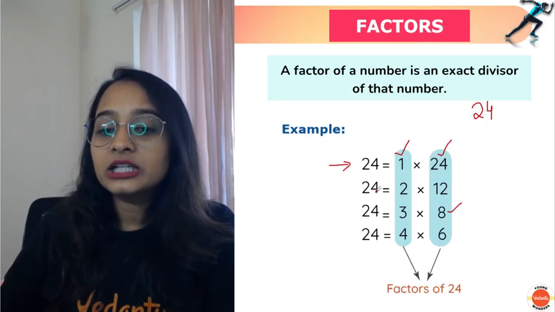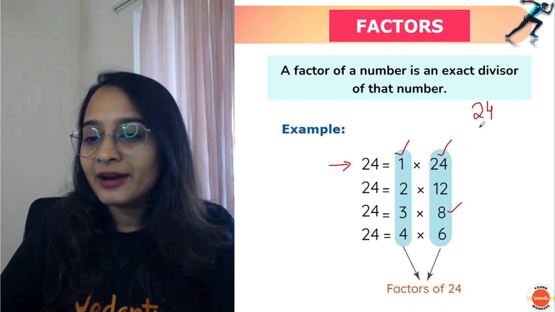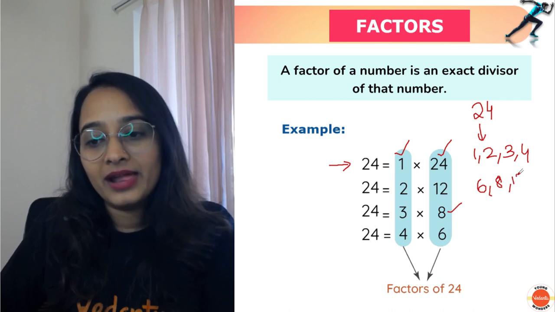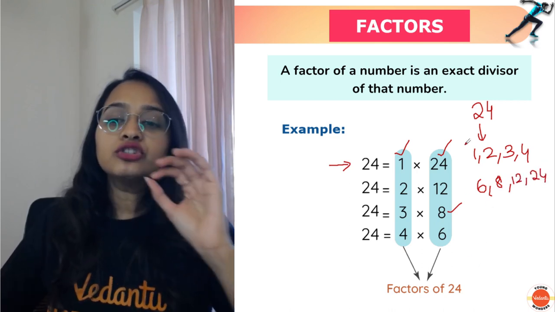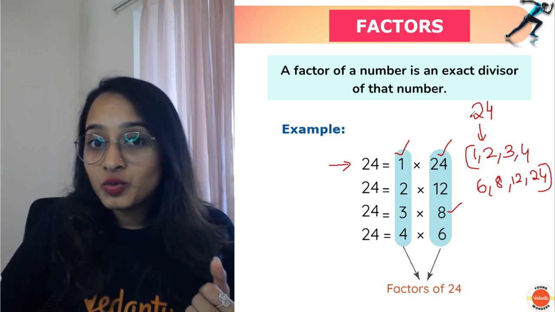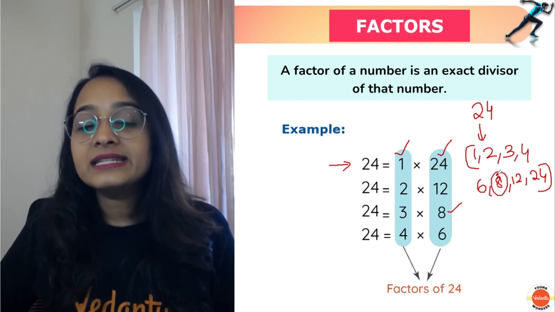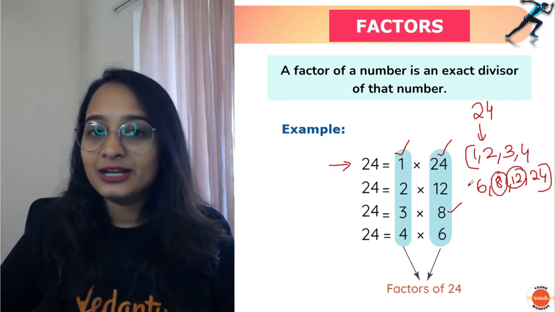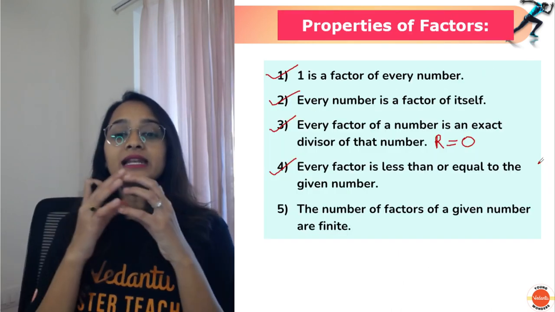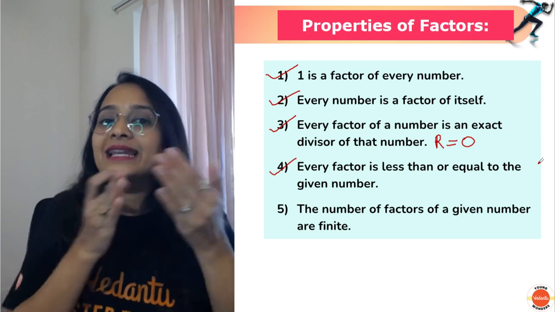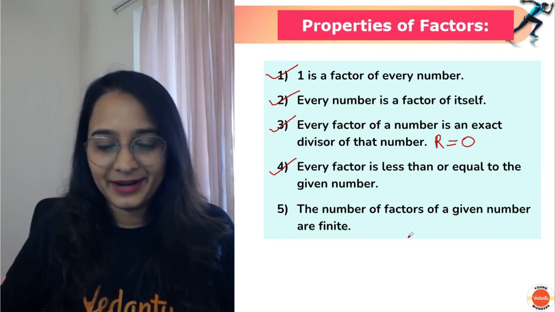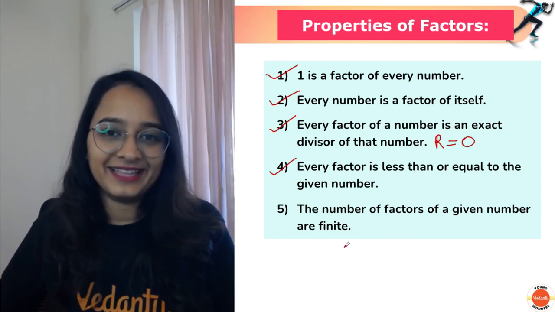Now, jahan pe humne dekha tha 24 ka example, to 24 ke factors kya the yahan pe? 1, 2, 3, 4, 6, 8, 12 and 24. To ye jo list of factors yahan pe the, every number is either less than 24 or equal to 24. 8 less than 24, 12 less than 24, 2 less than 24, 24 equal to 24. So the list of factors of a number are either less than the number or equal to the number. It can't be greater than the number. Never can be greater than the number.